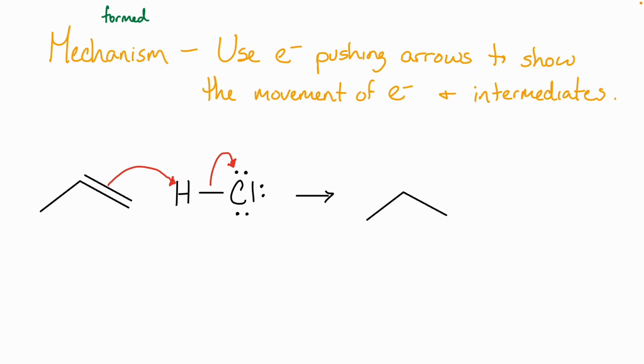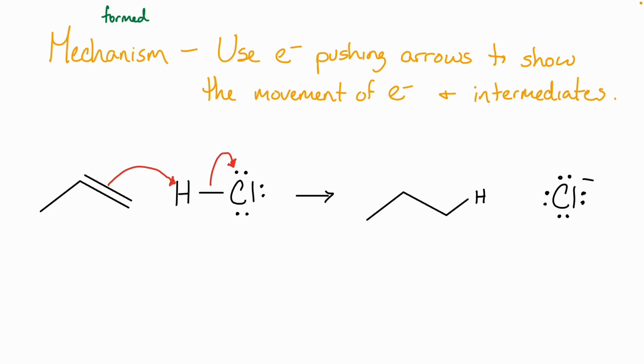Okay, so first of all, this arrow here represents what? Bond breaking, bond formation, or both? So this is a both one, right? So not only did I break that pi bond, but I also formed a new bond with our hydrogen. Okay, and then that chlorine became a chloride ion when it accepted that pair of electrons.